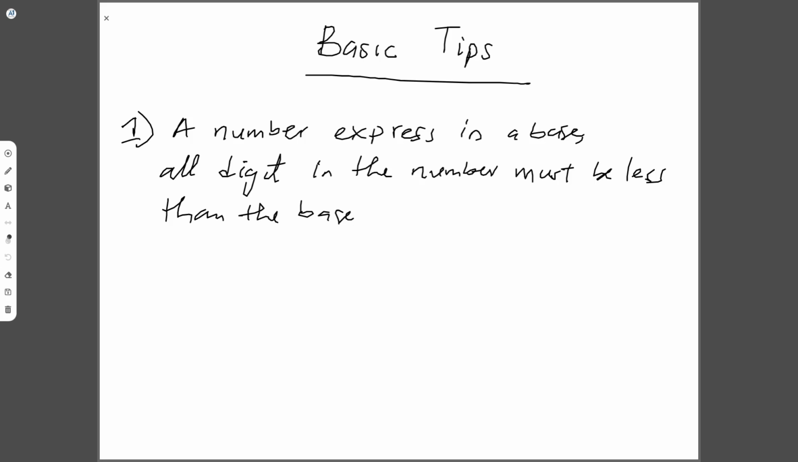We have a number 10101. Of course, this number can be in base 2 or base 3 or base 4 or base 5 up to base 9. Take note, all the digits in this number are less than the base. The base is 2, and all we have here is 0 and 1. So for a number expressed in a base, all the digits in the number have to be less than the base.